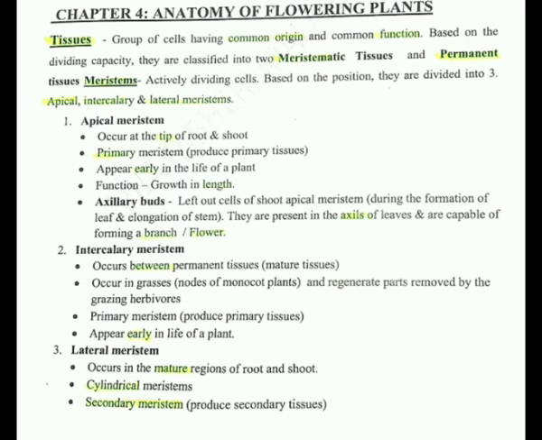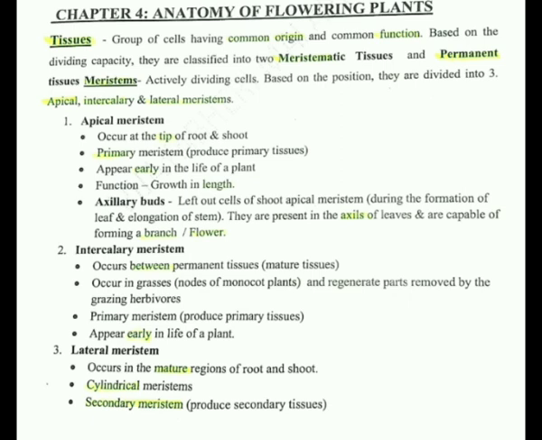The third classification of meristematic tissues is lateral meristem. It occurs in the mature region of root and shoot. First point is the lateral meristem occurs in the mature region of root and shoot. Second point is it is a cylindrical meristem. Third point is it is a secondary meristem.